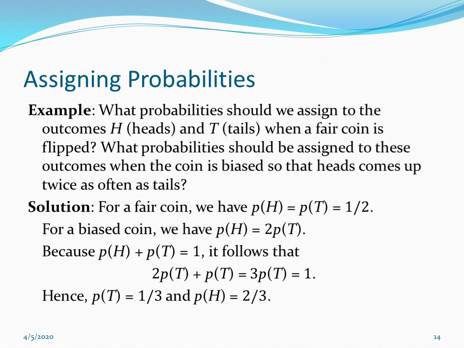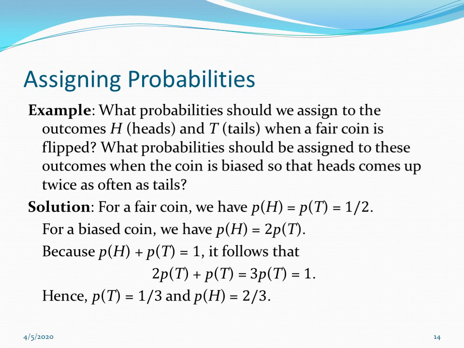That means one outcome is more likely to occur. We want to calculate the case where you have a biased coin such that heads comes up twice as often as tails. The first case, when you have a fair coin, you have equal probability. The probability of heads is equal to the probability of tails, equal to 1/2. That is the case of a fair coin.